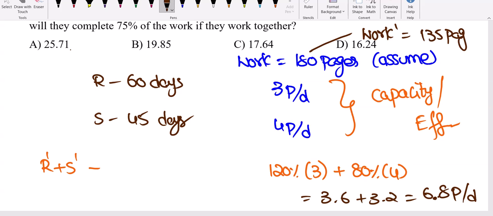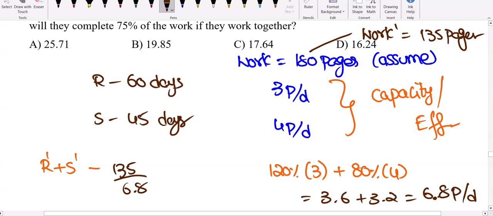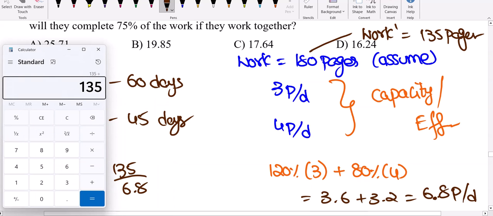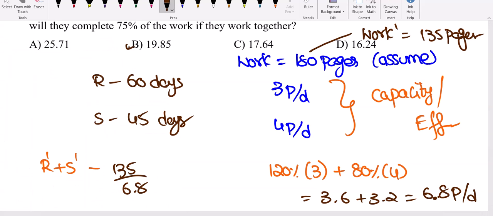Now you have to type 135 pages, typing 6.8 pages per day. So 135 divided by 6.8 is 19.85. That's option B. The concept is actually not difficult, 19.85 approximately. The general question is R and S together, but the good thing with this is that Rahul is working 120% of his capacity, whereas Sachin is working 80% of his capacity.